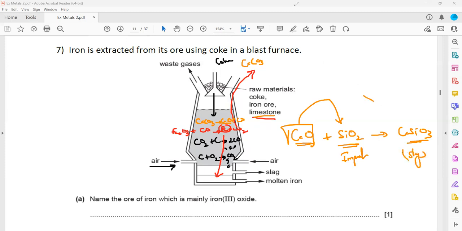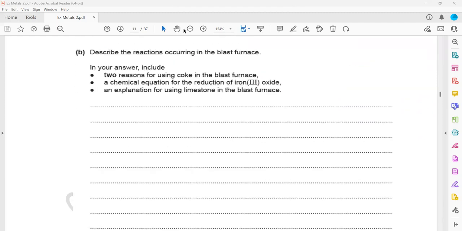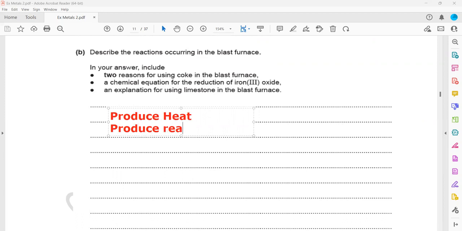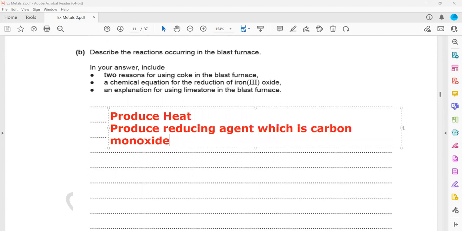The question asked us to write in steps the reactions, and two reasons why coke is used in a blast furnace. So, to produce heat, that is one. And the second is to produce a reducing agent, which is carbon monoxide. So these are the two reasons we add coke into the blast furnace.